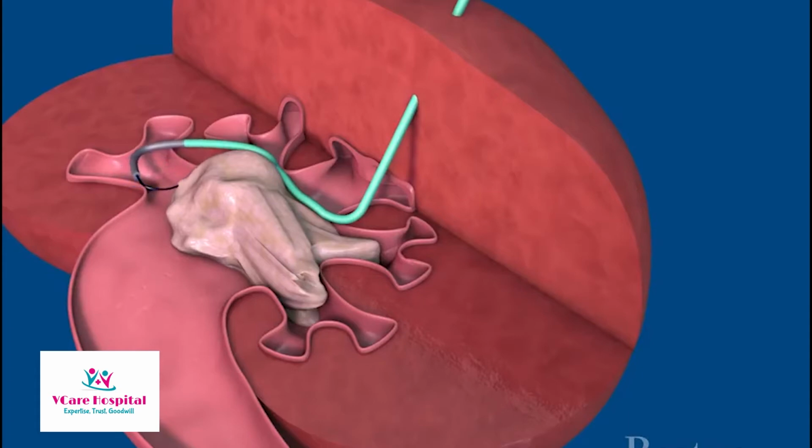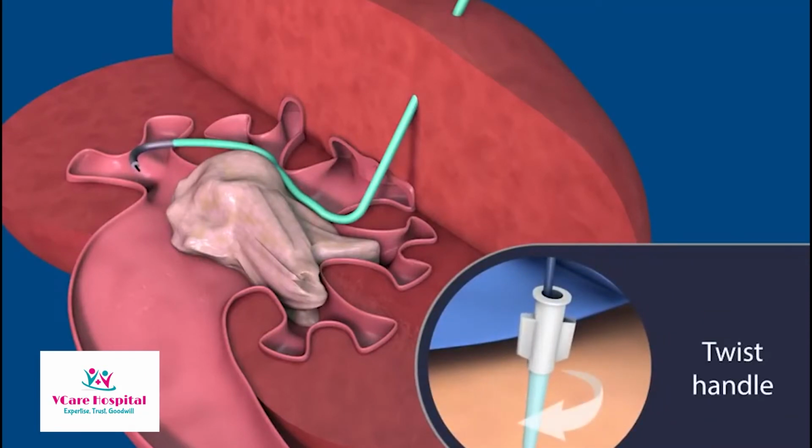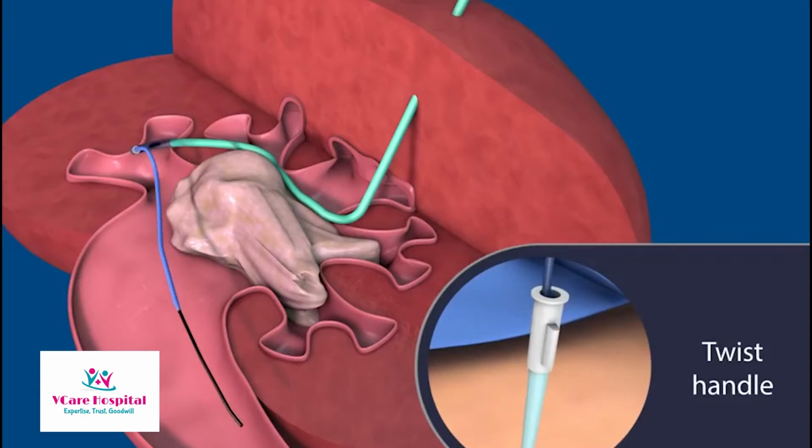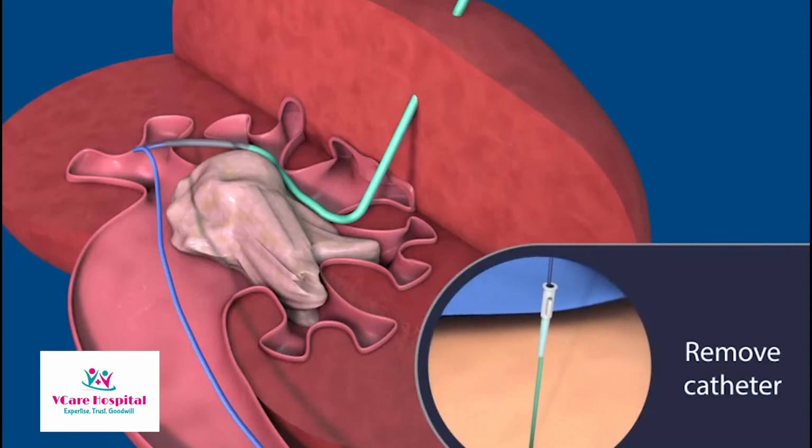Back the guide wire up to the stone, leaving a portion of the wire's tip outside the catheter. Twist the catheter handle to advance the wire past the stone towards the ureteropelvic junction, down the ureter, and into the bladder. Remove the catheter.